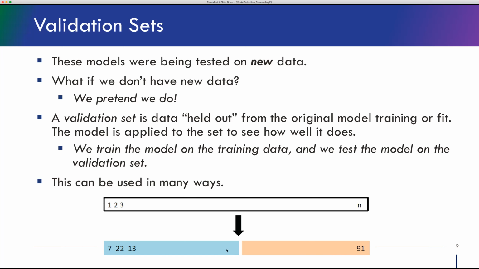It's about a half and half split, but it's a random draw from the original data set. These are the indices for the observations from 1 to n. When we split them, you can see this training set has 7, 22, 13. Those are the indices for your data records in your data set. So randomly sample half of your data set as your training data set, and the rest would be the testing data set or validation data set.